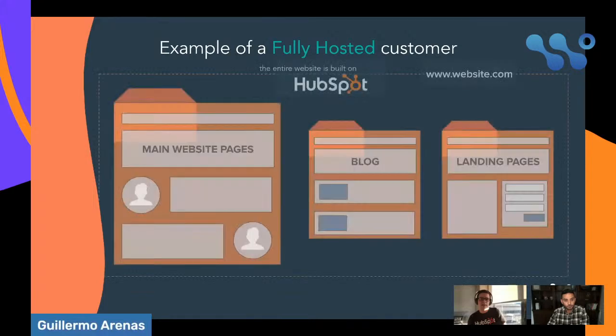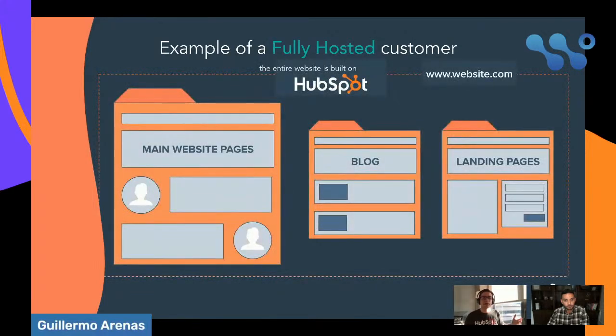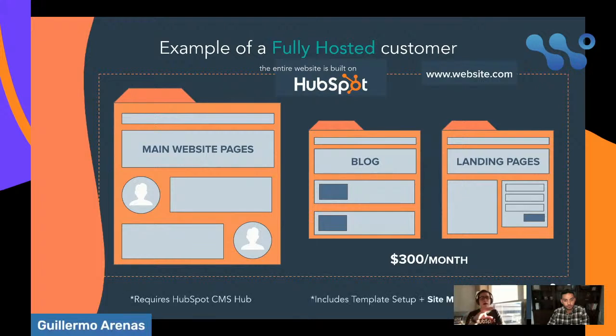An example of a fully hosted customer is that their entire website is built on HubSpot. So the whole website is built on HubSpot, and of course, in case anybody's wondering about the price, the CMS Professional starts at 300 per month. The CMS Enterprise starts at 900 a month. But this is how it looks when we have a customer fully hosted in HubSpot. So this is the HubSpot CMS Hub, and this includes a CMS, a template setup, and a website migration. So we do the whole migration for you if you want to. We move your website from your external CMS to HubSpot. So that's also a great thing.